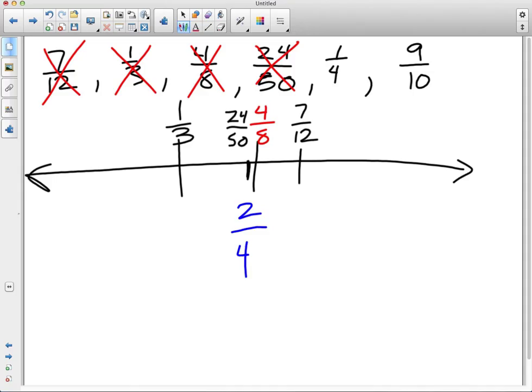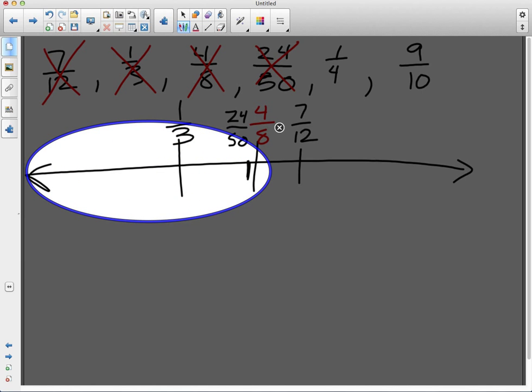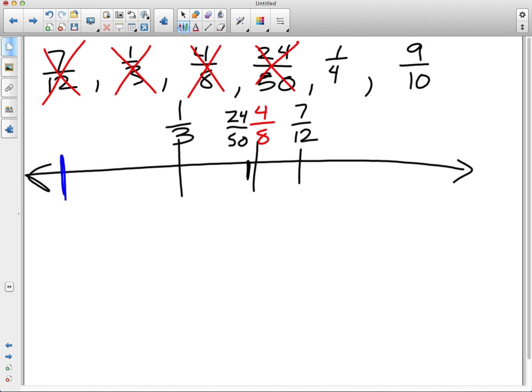So in relation to 2 fourths, where is 1/4 going to be? Close to 1/3. Less than, right? It's going to be less than 2 fourths. But the question is, where is it going to be? Basically all the way here at the end? Yeah. Why is that so?